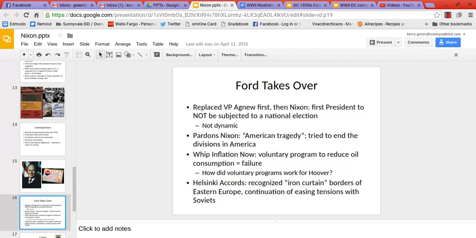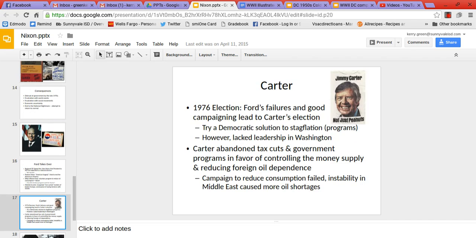So that's really kind of the big impact from Ford. Again, he doesn't do very much. He's only around for a couple of years. He will try to run in '76, but obviously people are so fed up with the Republicans. So in 1976, you're going to have Jimmy Carter.